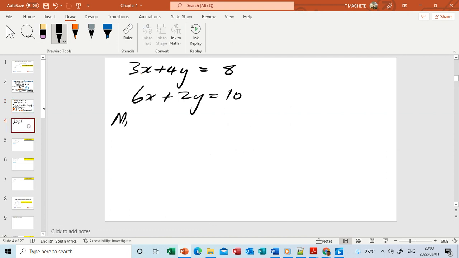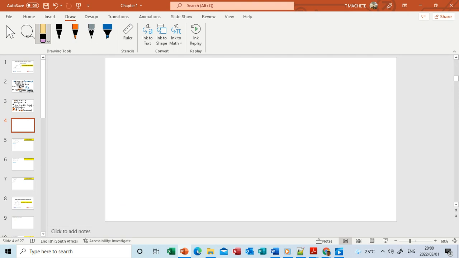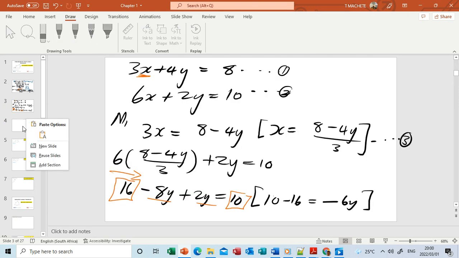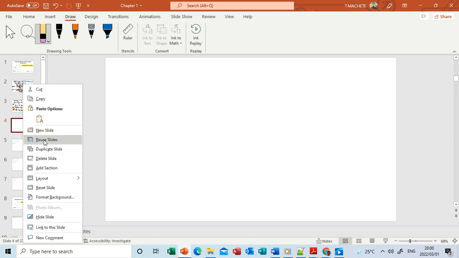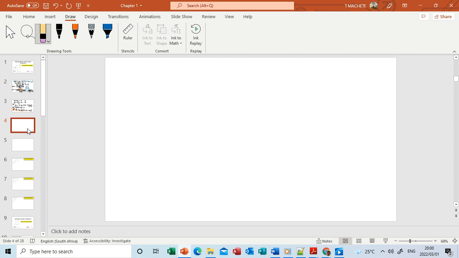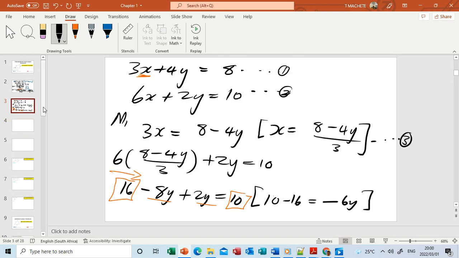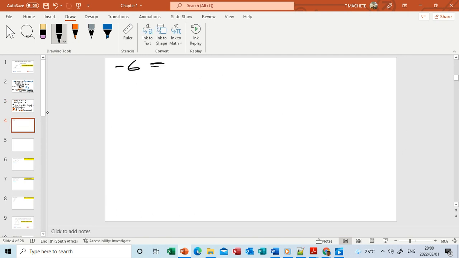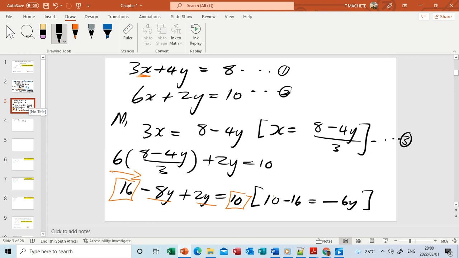Okay, let's move. I'm going to duplicate this so that we can use it on the next example. So we had 10 minus 16, so we have 6 equals minus 6y. Then divide everything by 6, so your y is equal to 1. So you go to the simplest equation where there's y and substitute y with 1. Okay, so the simplest one, let's take this one.